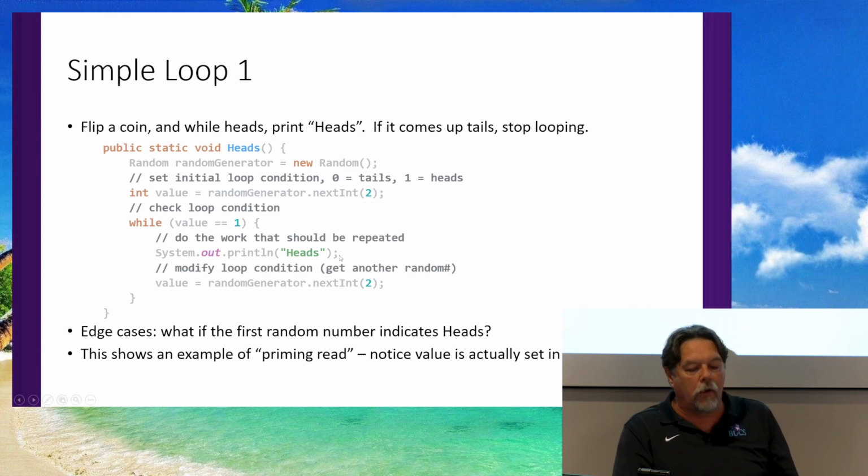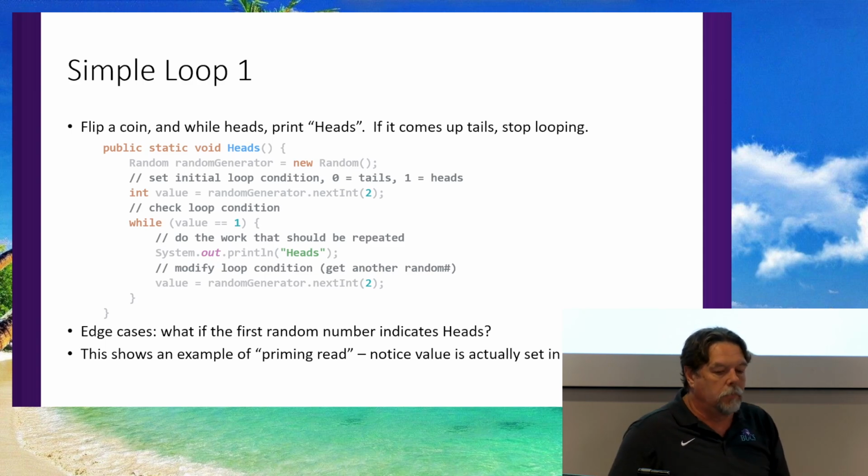In any meaningful algorithm, you're probably going to have more than just a print statement in there. Probably going to have some calculations, whatever. And then at the end of the loop, in this case, I'm modifying the loop condition. Value equal to 1 is my loop condition, and I'm modifying that potentially by getting the next random number and assigning it to value, which would cause this condition to need to be reevaluated to see if it's true or false.